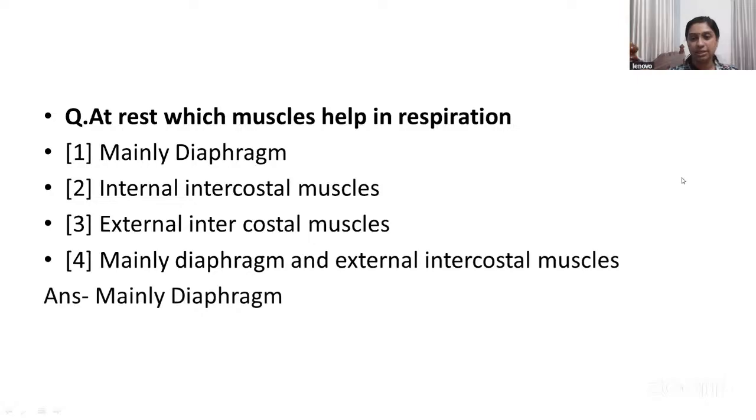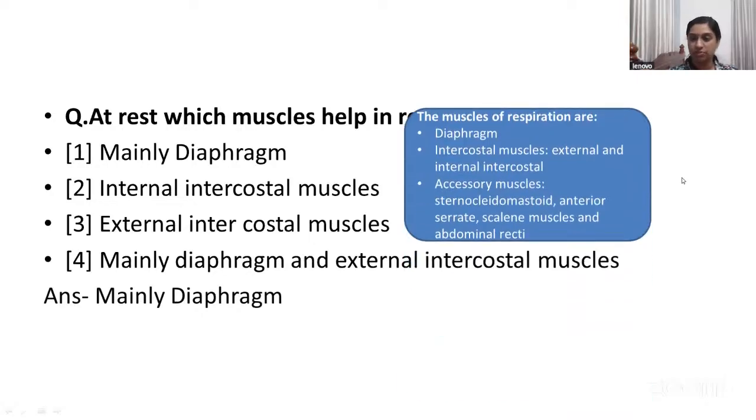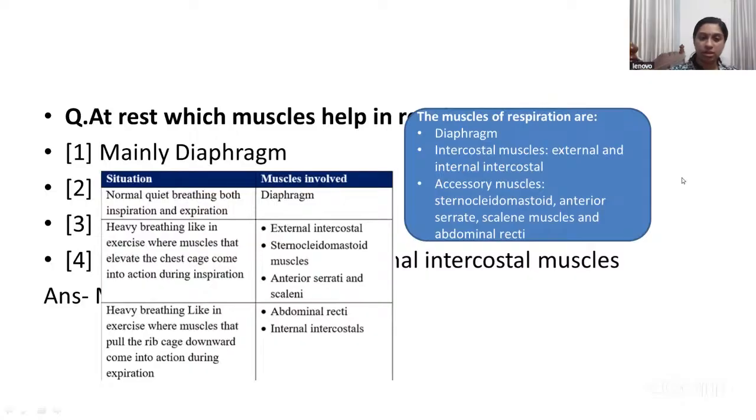So mainly diaphragm. So what are the muscles involved in respiration? First is the diaphragm and the intercostal muscles. Both external as well as internal intercostals are involved in respiration. Also the accessory muscles are sternocleidomastoid, anterior serratus, scalene muscles, and abdominal rectus muscles. In normal quiet breathing, both inspiration and expiration, only the diaphragm is involved.